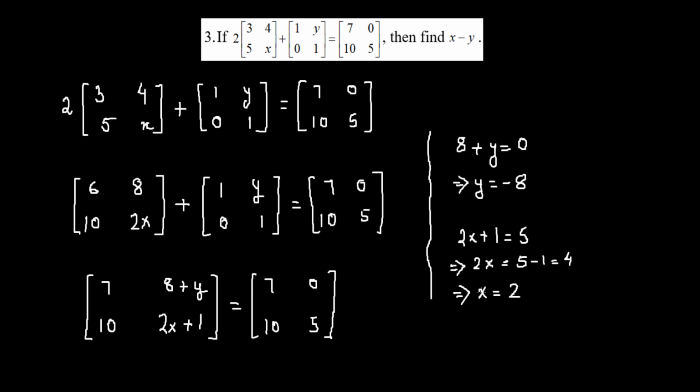Now that we have the value of x and y, we can find the value of x minus y, which is equal to 2 minus of negative 8, which is simply 2 plus 8, so that gives us 10. So that's the value of x minus y. Okay, let's move on to the fourth question.